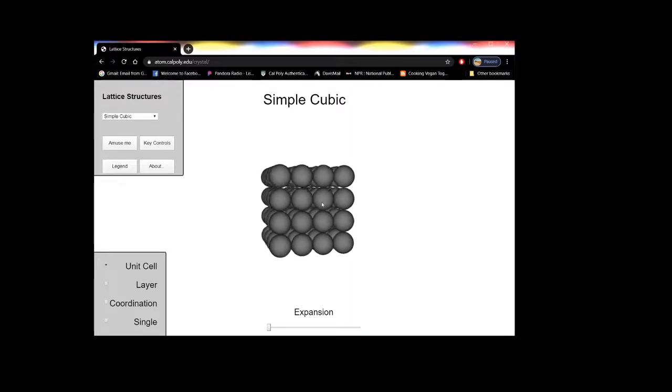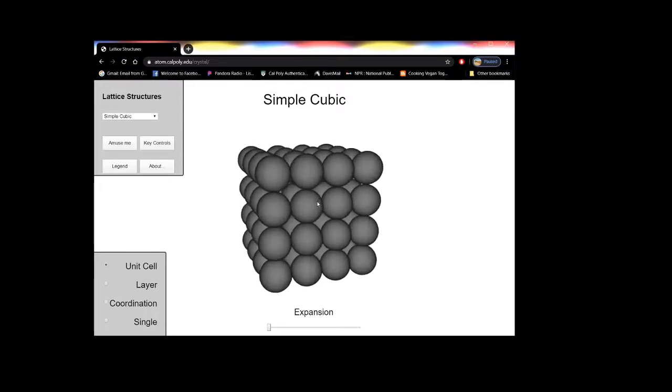So if I wanted to look at the coordination number of one of these atoms, I'd really want to pick one like this one in the middle.